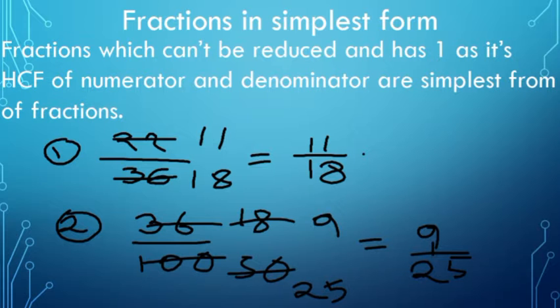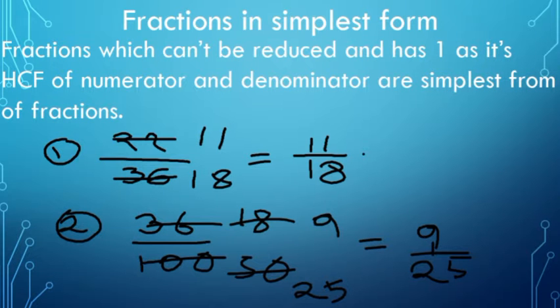Now let's see fractions in simplest form. Let me read this statement out for you. Fractions which can't be reduced and have 1 as the HCF of numerator and denominator are known as simplest form of fractions. So which means HCF you know, right? So that is when numerator and denominator are not reduced, then they are simplest form of fractions and they have HCF of 1 and not anything.